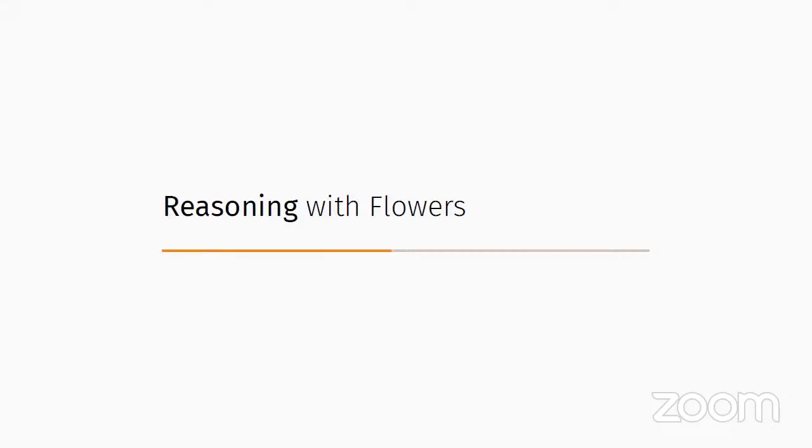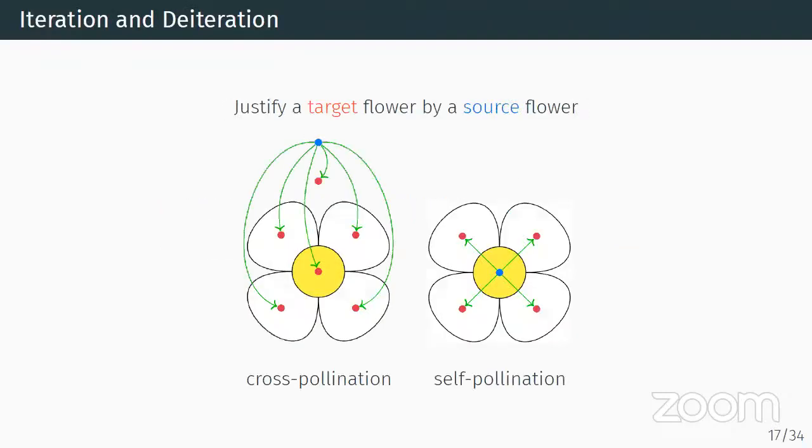So now I'm going to show you how to reason with flowers. Basically it will be the same rules that you have in existential graphs, but a bit modified. Here, the iteration principle, or copy-paste principle, basically I have two variants.